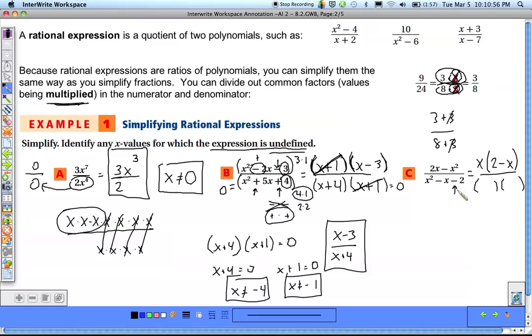Numbers that would multiply to give us a negative 2, well, we know that's got to be a positive and a negative. The only option that we have for 2 is 2 times 1. To be able to get the negative 1, those will work. We just have to have the negative 2 and the positive 1.